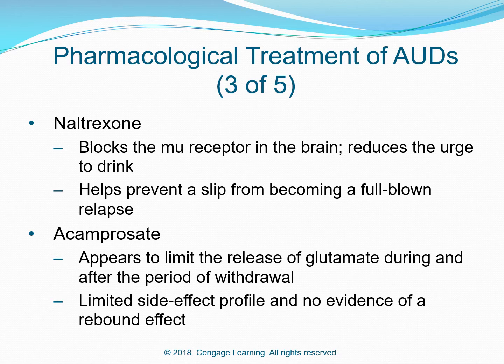Naltrexone blocks the mu receptor in the brain, reduces the urge to drink, and helps prevent a slip from becoming a full-blown relapse. Acamprosate appears to limit the release of glutamate during and after the period of withdrawal. Limited side effect profile, and no evidence of a rebound effect.